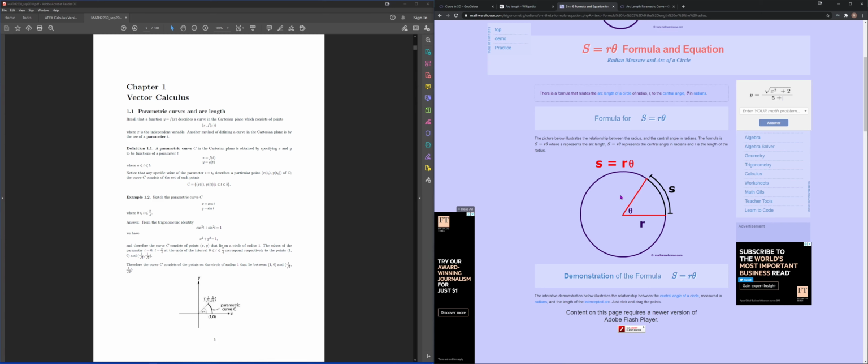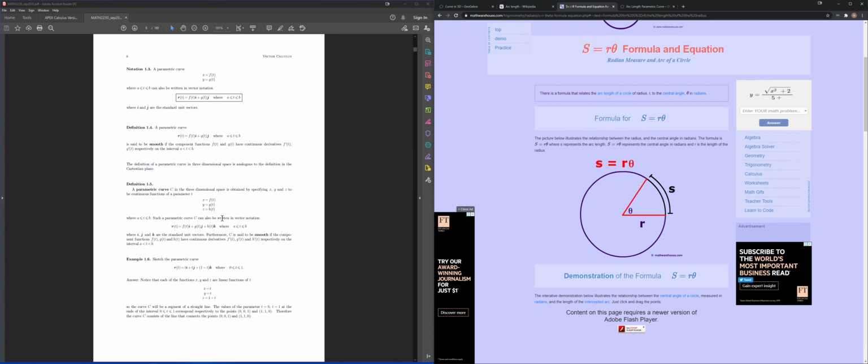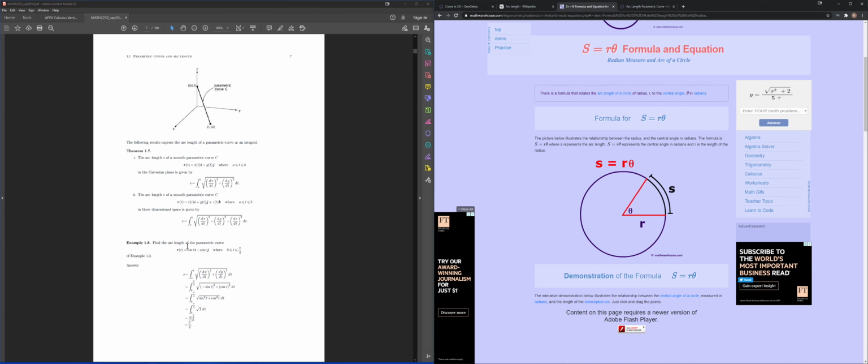Okay, but this works for a circle, right? What we want is an arc length formula that would work for more general cases, more complicated curves rather than simple curves such as a circle over here. Anyway, so you want to work out the arc length of this parametric curve, and it's not really too bad, right? You're just using this formula over here.